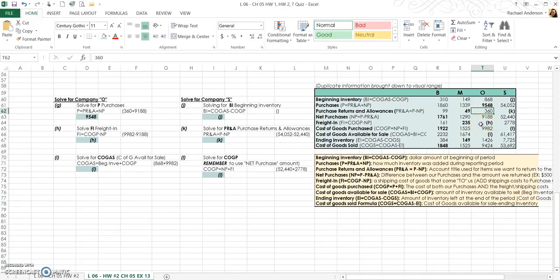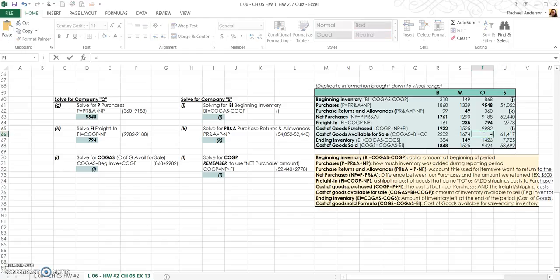Next, we'll be looking at the freight in for Company O. Our freight in is found by taking our cost of goods purchased of $9,982, and we're subtracting our net purchase of $9,188. That gives us a freight charge of $794.